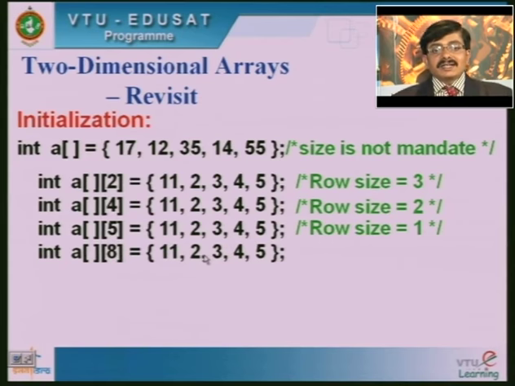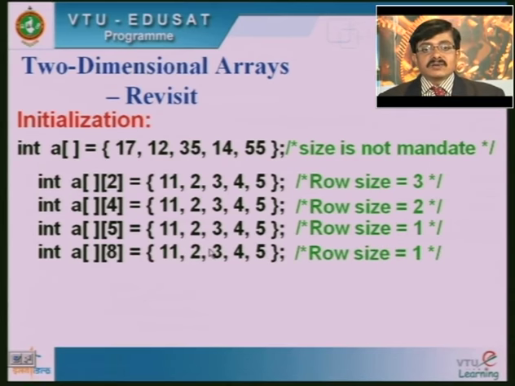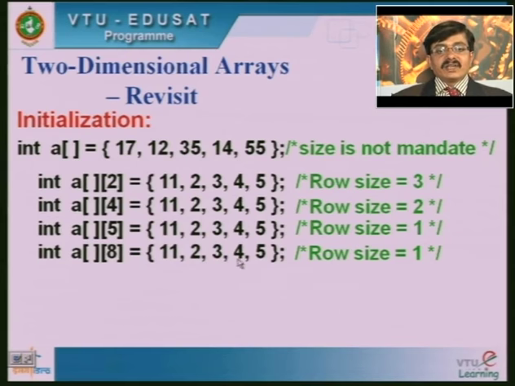So it will treat the row size as 1, and in the row we have only 5 elements; the remaining elements will take the default value of 0. In this particular case, the 0 0 index is 11, the 0 1 index is 2, the 0 2 index is 3, the 0 3 index is 4, the 0 4 index is 5, and the remaining elements will take the default value of 0.